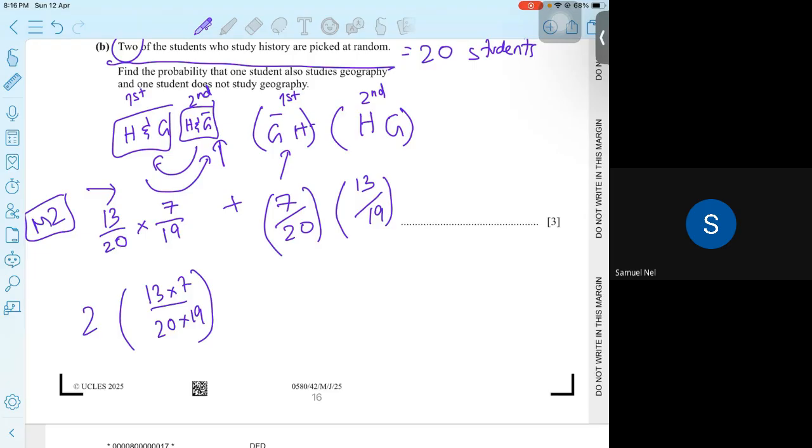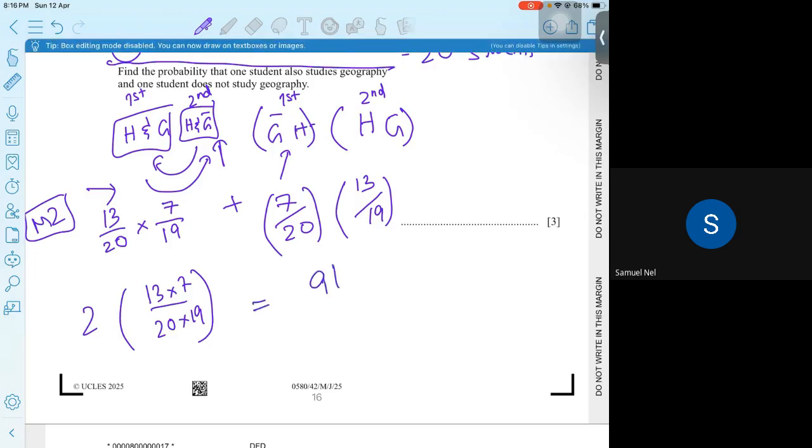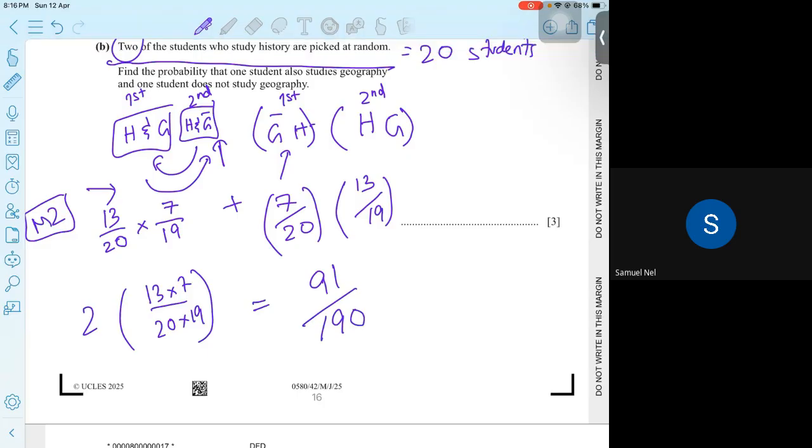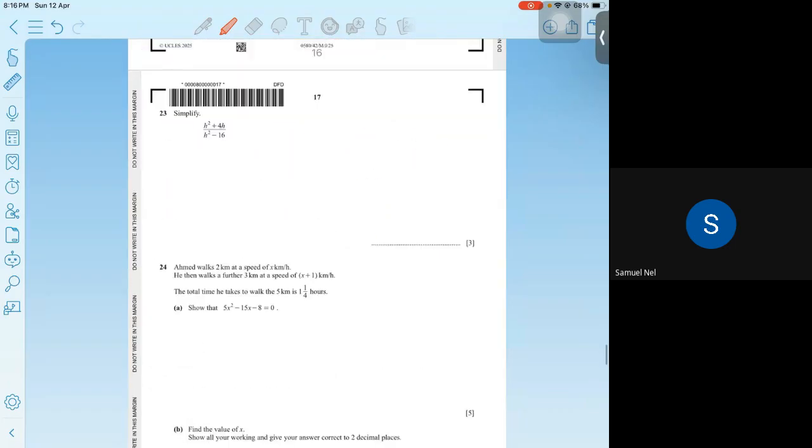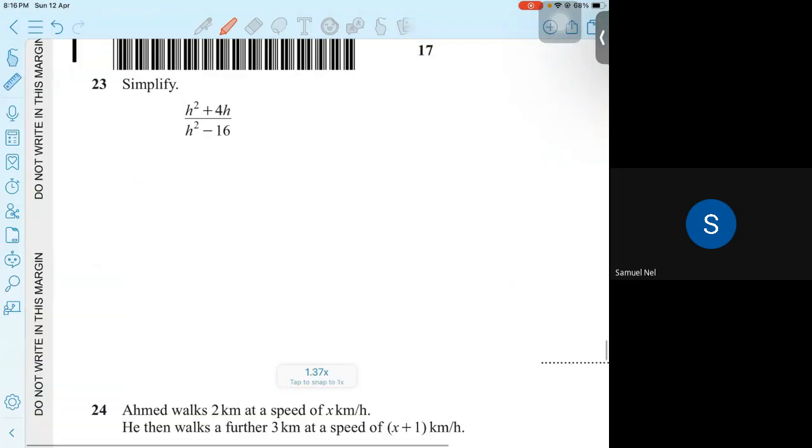So for writing this answer, I think this answer is 91 over 190. So for writing this answer, you get 3 marks. So this is 91 over 190. This one step carried 2 marks, okay? I hope that's clear enough for all of you. Thank you so much. Let's move on.